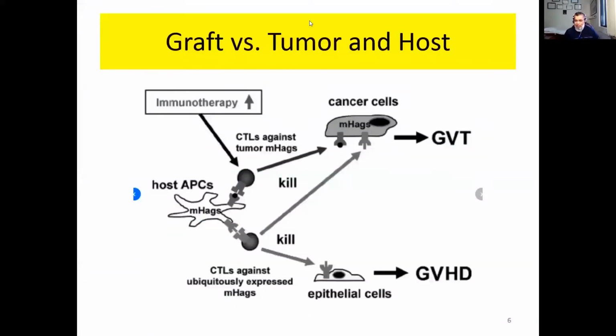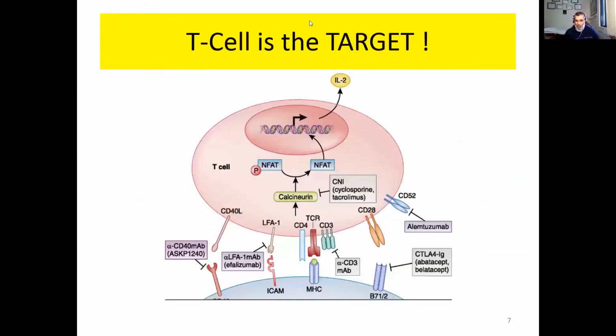This is the classic mantra of transplant. You give immune competent cells, and if these cells act against cancer cells, that's graft versus tumor effect. And if the same cells start acting against epithelial cells in skin, gut, and other tissues, that's graft versus host disease. So we discovered that T cells are the headquarters or the main character in this process, and there have been a myriad of efforts to inhibit T cells so that we can control this process.